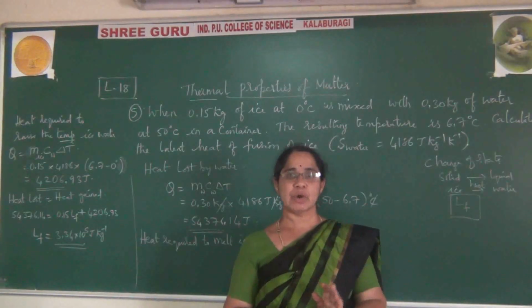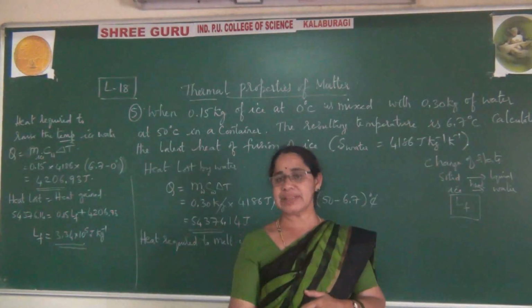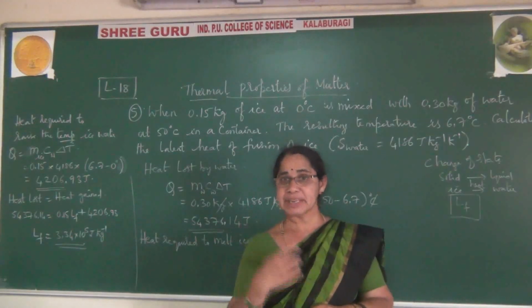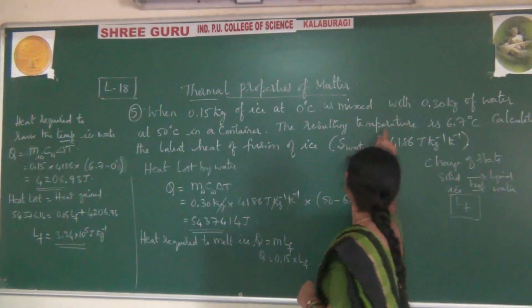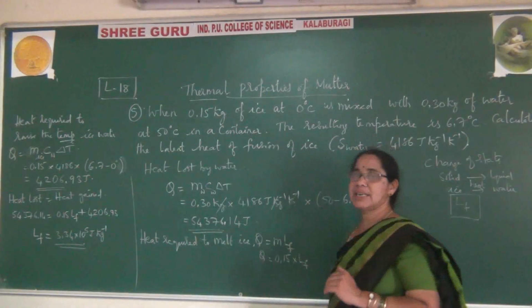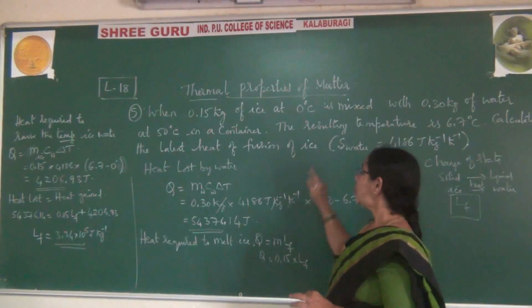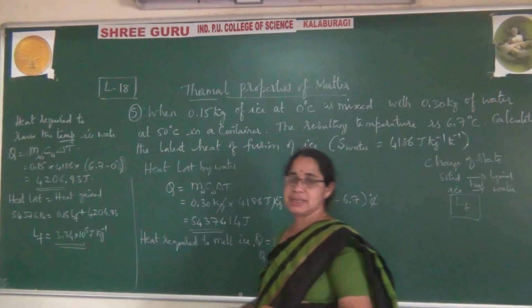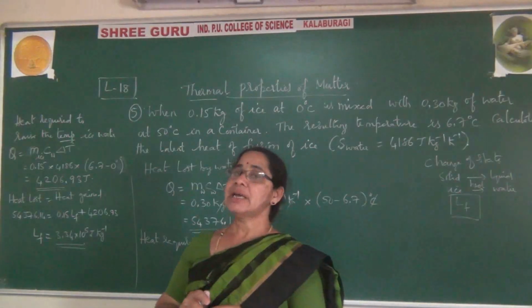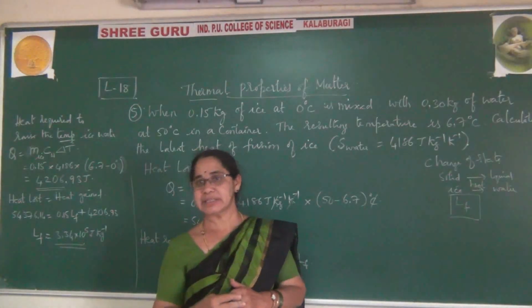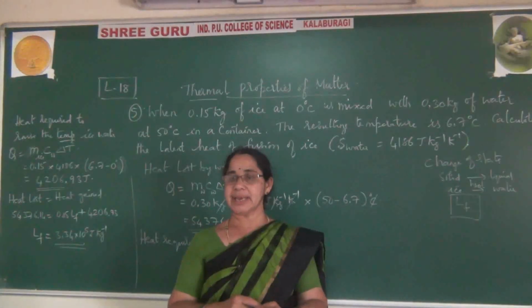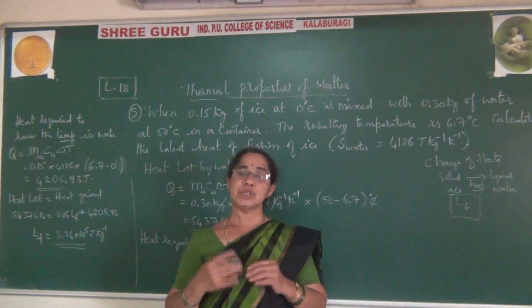In that mixture what happens? If you are observing the thermometer, the resulting temperature is 6.7 degrees centigrade. Using this condition, they are asking to calculate the latent heat of fusion of ice. When there is a mixture, a change of state takes place. Ice was there, water is there. Now that is nothing but an ice to water mixture.